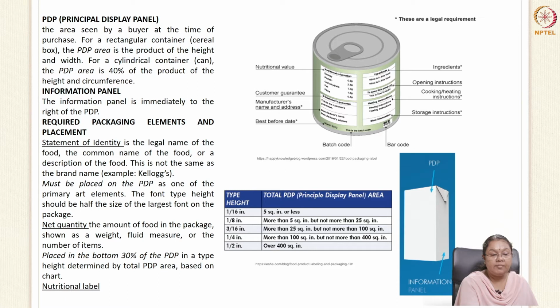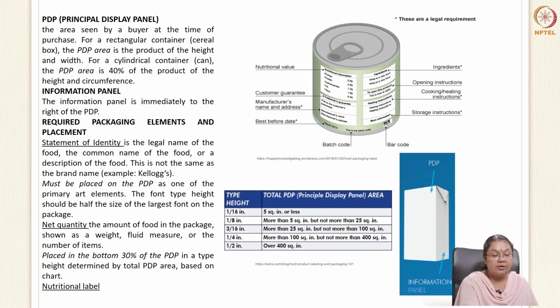These are important for back tracing. If anything goes wrong with the content or the container, producers have to backtrace the entire load immediately. So barcoding and batch coding help. Also, the producer should give the best before date and the manufacturer's name and address, and they should give their guarantee. The customer should know how long it is going to be safe. Such information needs to be given in the information panel, so that it includes the statement of identity. It is not the brand name, it is the content, what is inside.